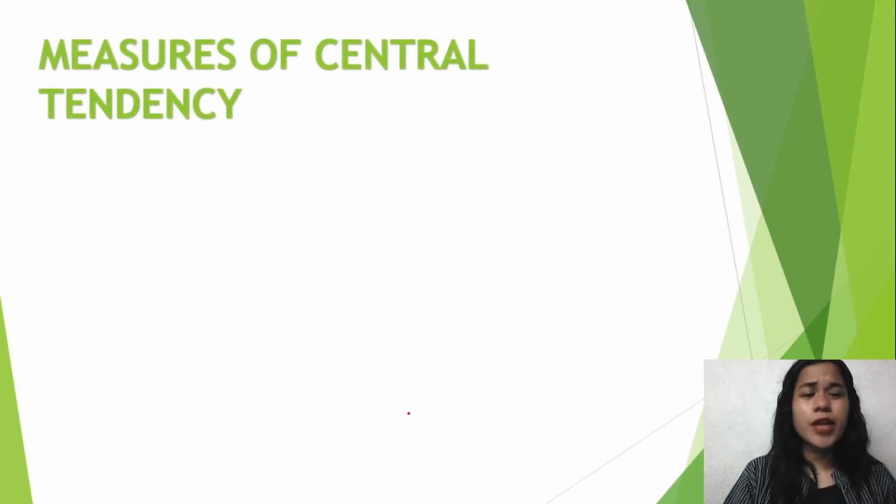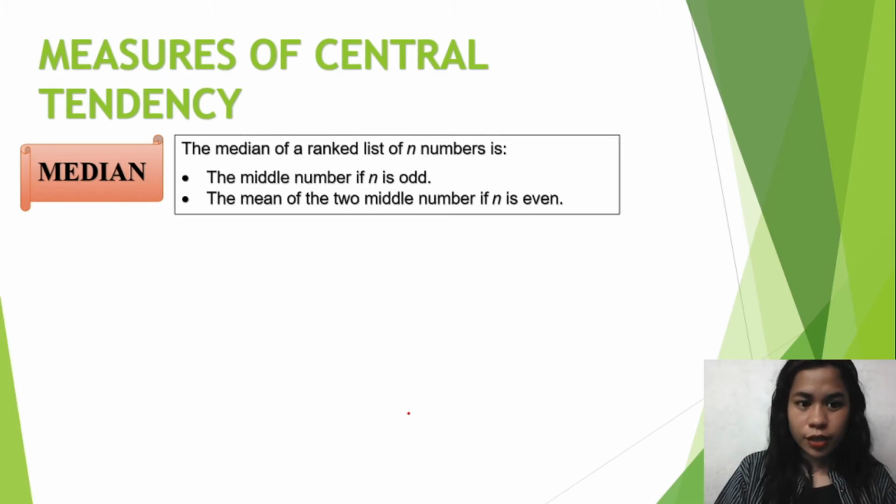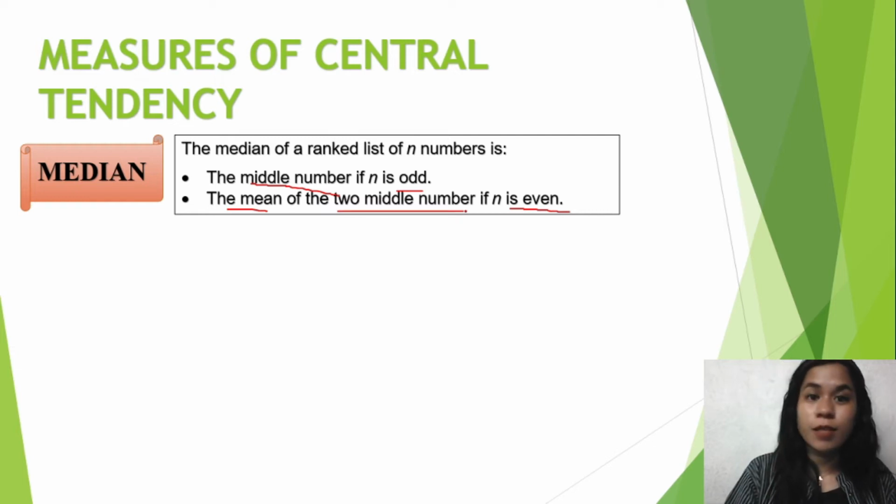Okay. So next is the median. So what do we mean by median? When we say median, the median of a ranked list of n numbers is the middle of the given numbers. So if the list of n numbers is odd, then we get the middle number of that. And if the list of numbers or the set is even, then we need to get the two middle numbers and divide by 2. So the mean of the two middle numbers, simply we just divide it by 2.